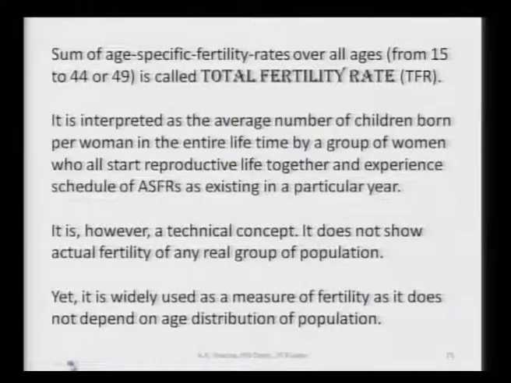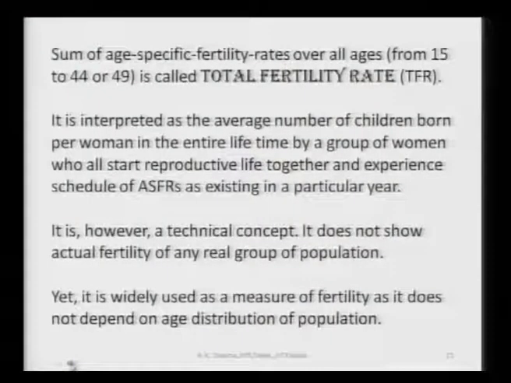It is interpreted as the average number of children born per woman in the entire lifetime by a group of women who all start reproductive life together and experience the schedule of age specific fertility rates as existing in a particular year. It looks very complicated, but if I tell you that there was a time, say on the average in entire life, a woman in India produced 7 children, and today total fertility rate has come down to nearly 2. It is not exactly 2, it is more than 2, but it has come down to almost 2. That means, today in India, in entire lifetime, a woman is producing 2 children. This is on the average.